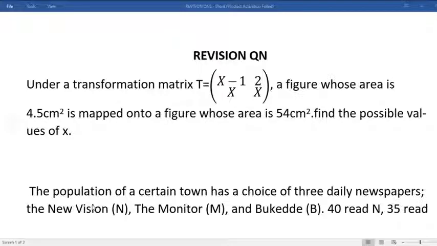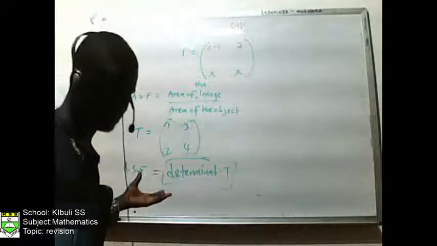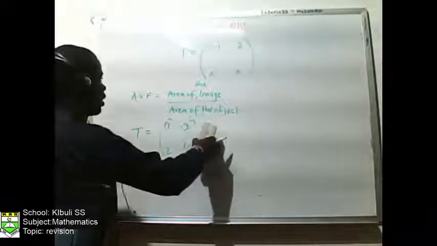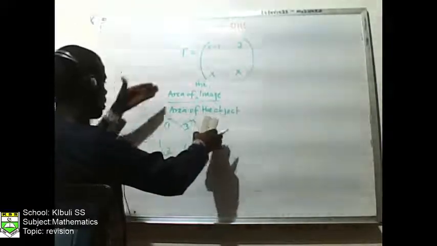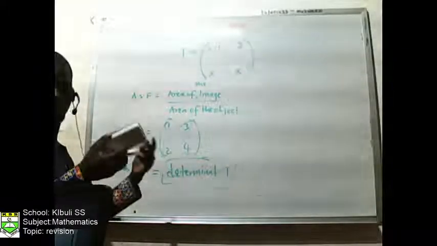How do we get the determinant? Entries major diagonal: the product of the major diagonal minus the product of the minor diagonal. That's how we come up with the determinant. So to get the area scale factor while having a transformation matrix, you get the determinant of the transformation matrix. It will be equivalent to the area scale factor. And we know that area scale factor is area of the image over area of the object. So you can simply relate to that.